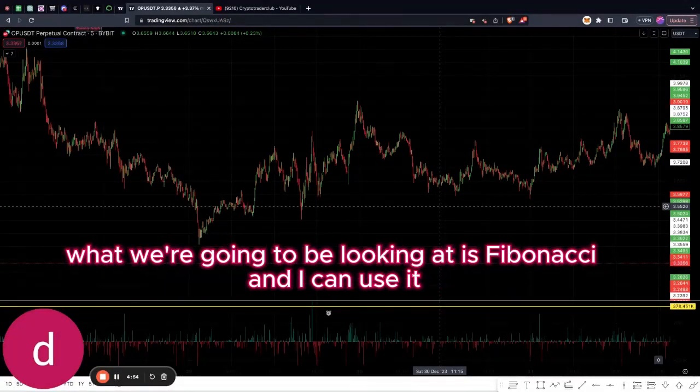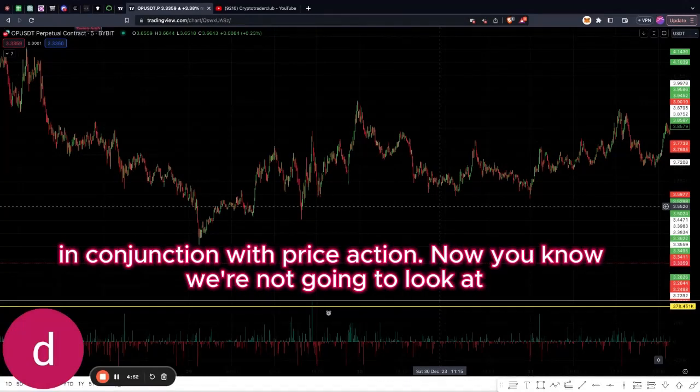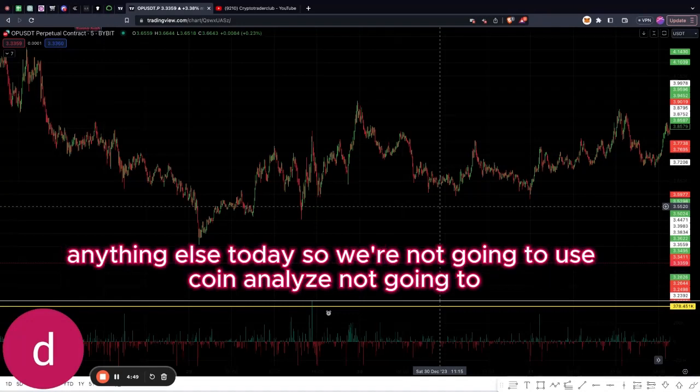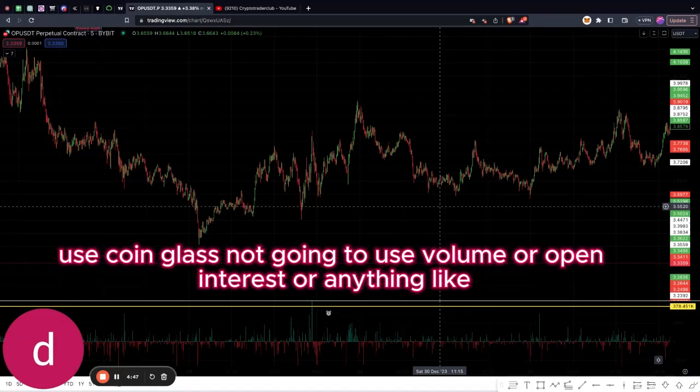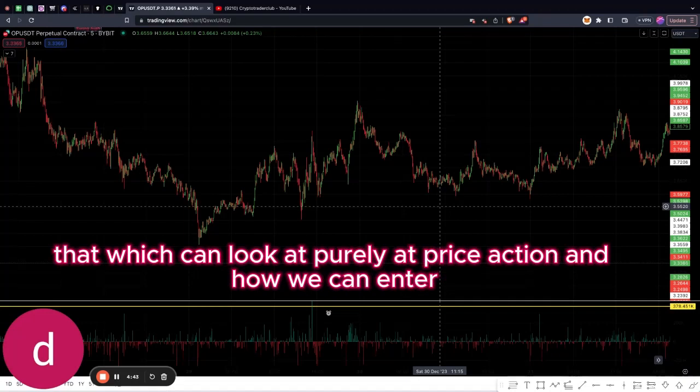Today what we're going to be looking at is Fibonacci and how we can use it in conjunction with price action. We're not going to look at anything else today, so we're not going to use Coin Analyzer, Coin Glass, volume or open interest or anything like that. We're just going to look purely at price action and how we can enter using Fibonacci.